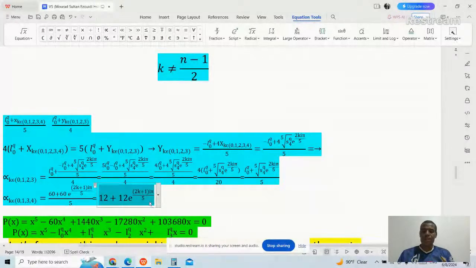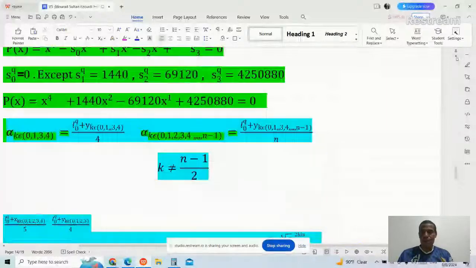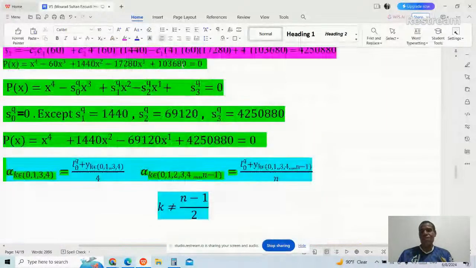Okay, so now I should extend my polynomial. My first polynomial is p of x equal x to the power 4 minus 60x^3 plus 1440x^2 minus 17,280x plus 103,680. I extend my original polynomial to the power 4 by multiplying by x to get a new polynomial to the power 5.